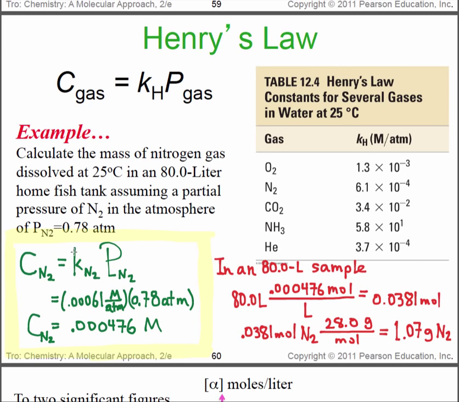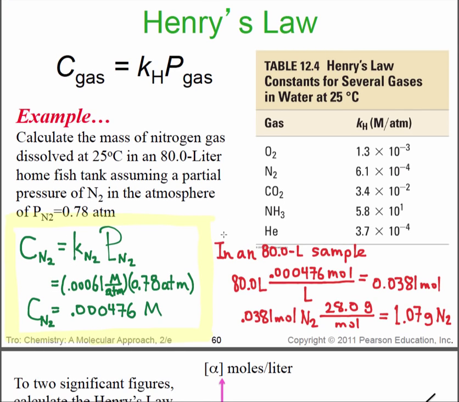So indeed, the partial pressure is 0.78 atmospheres, and the constant, according to this table, at room temperature for nitrogen is 0.00061 molarity per atmosphere. So the atmospheres cancel, and I'm left with a molar concentration of nitrogen in the fish tank. If I had 80 liters, how much nitrogen would then be dissolved in that 80 liter fish tank water? And it comes out to 1 gram-ish. Good thing the fish don't breathe nitrogen, they breathe oxygen, but you could do a similar calculation.